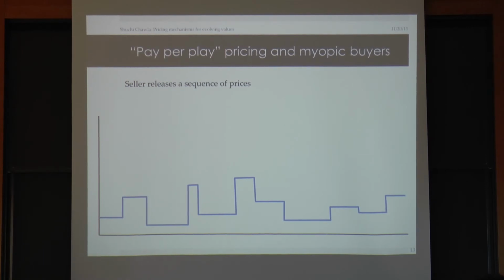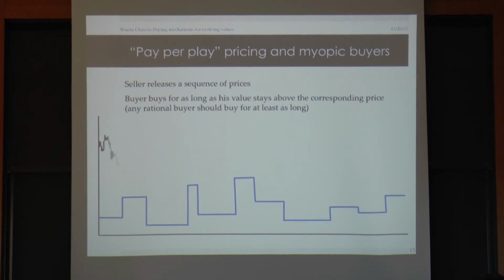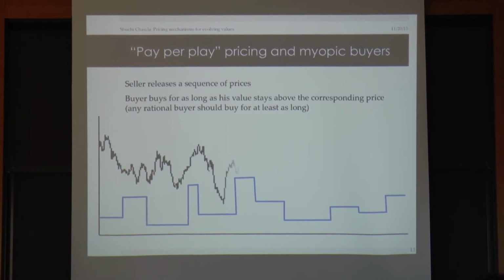Okay, so this is the sequence of prices. And now the buyer arrives and has this random value, and this value changes over time, and the buyer buys the app for as long as the value stays above the price that we announced. Okay? Now, a buyer that is risk neutral, so any buyer will keep buying the app as long as their value is above the price that is announced for that particular step. And some buyers may be willing to go forward a few steps even if their value drops below the price. But we're just going to assume that the buyer stops buying at this point of time.